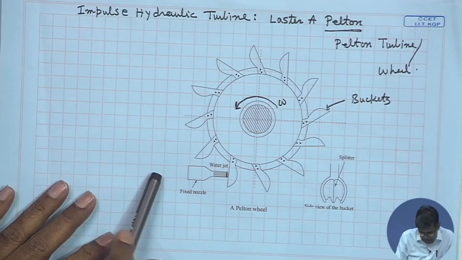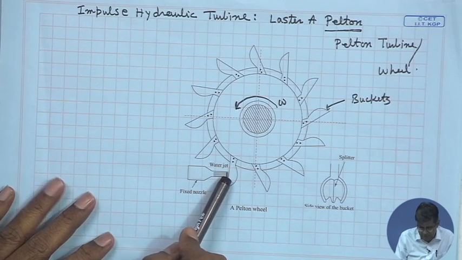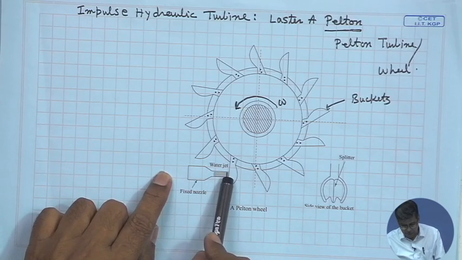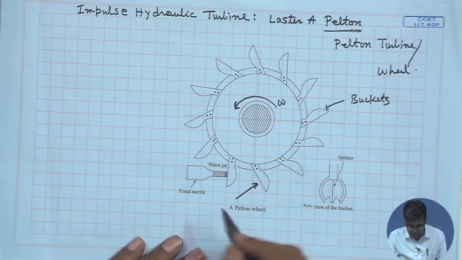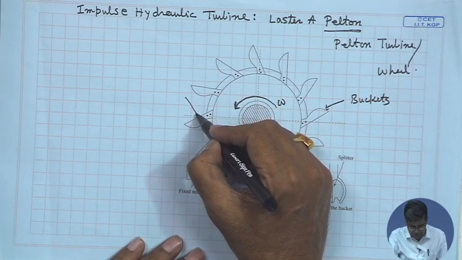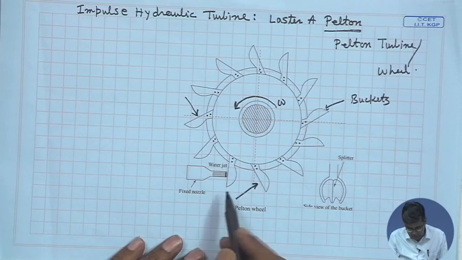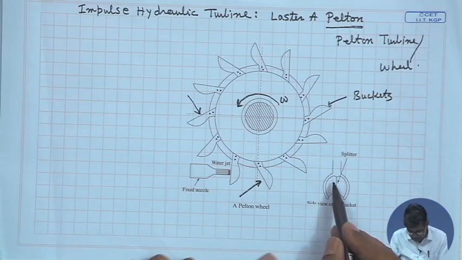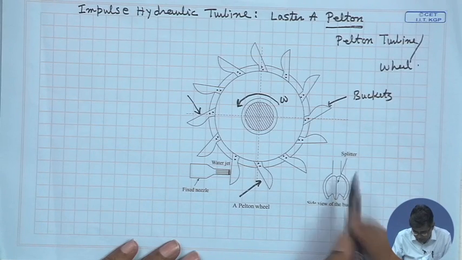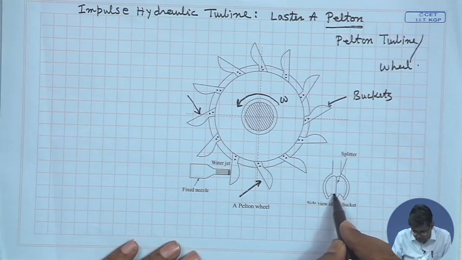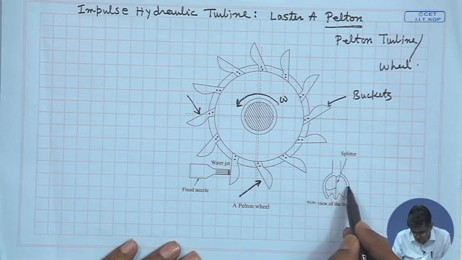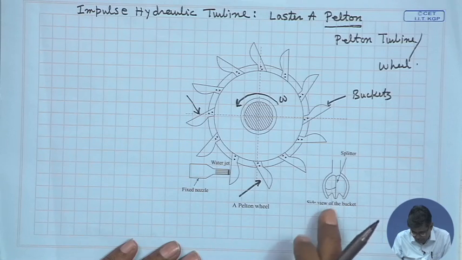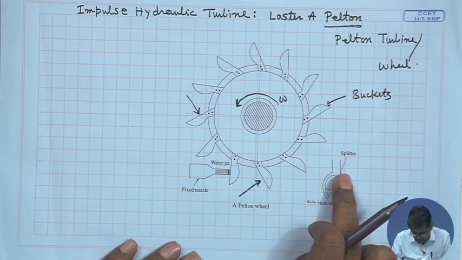If you see an end view, a view from here, you will see a shape like this. This is the spoon shape. It is symmetrical, in two halves. There is one splitter which divides the flow into two halves. This is the typical spoon shape.